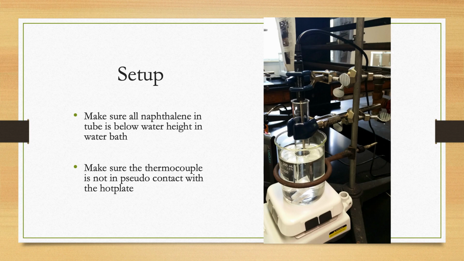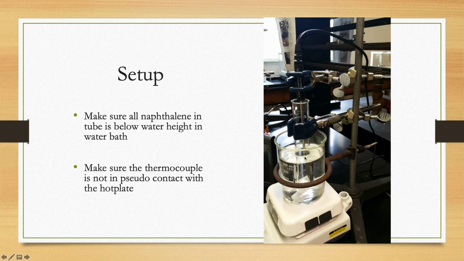Now, quick setup thing here. This is a quick image from your lab reading as well. As far as what things are going to look like, you're going to have a hot water bath. You want to make sure you have a stir bar in the hot water bath just to keep the temperature a little more even throughout the hot water bath, hopefully. And you're going to have a test tube set up in a clamp. And then inside the test tube, you're going to have your thermocouple to measure temperature.